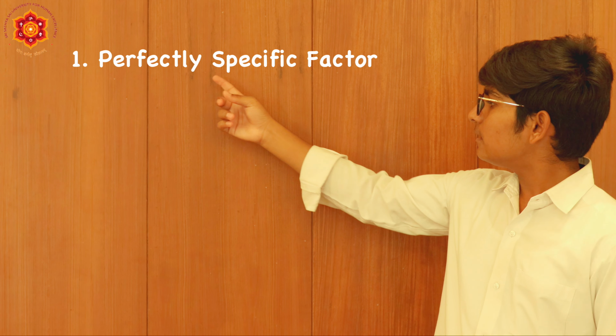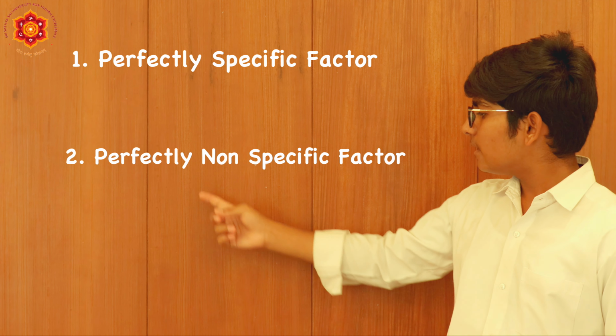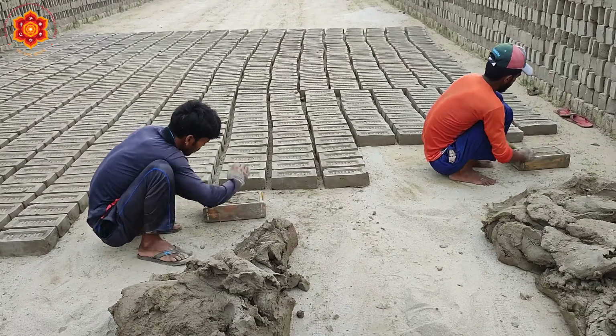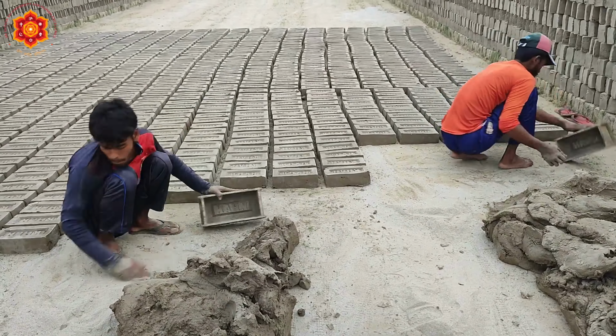There are three kinds of factors of rent: perfectly specific factor, perfectly non-specific factor, and partially specific factor. Let's dig deep into these topics. Perfectly specific factor. This kind of factor of production is perfect in doing just one specific task at a time. For example, in a brick factory, a laborer just makes the bricks and does nothing else. So, he is perfect in doing just one job. So, this is a perfectly specific factor.